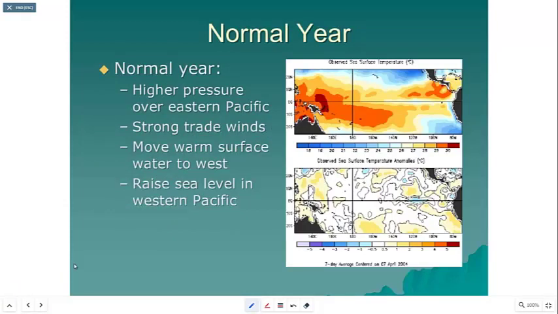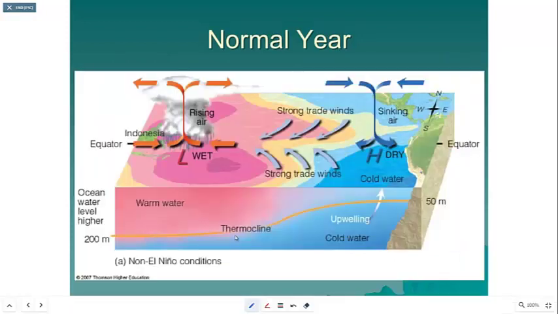So in the normal year, high pressure would be over the eastern Pacific. We'd have our trade winds that we talked about in the 3-cell model. The warm surface water would be to the west, and then we'd also note a difference in sea level as well. So this kind of ties it all together. This is normal. If the sea surface temperatures were where they're supposed to be, we'd actually have a thermal high pressure system situated right off of South America.